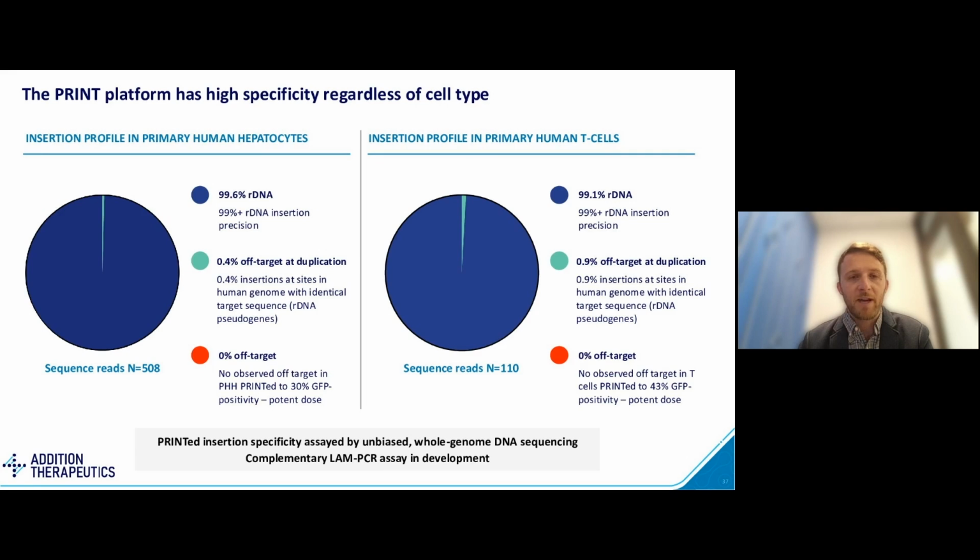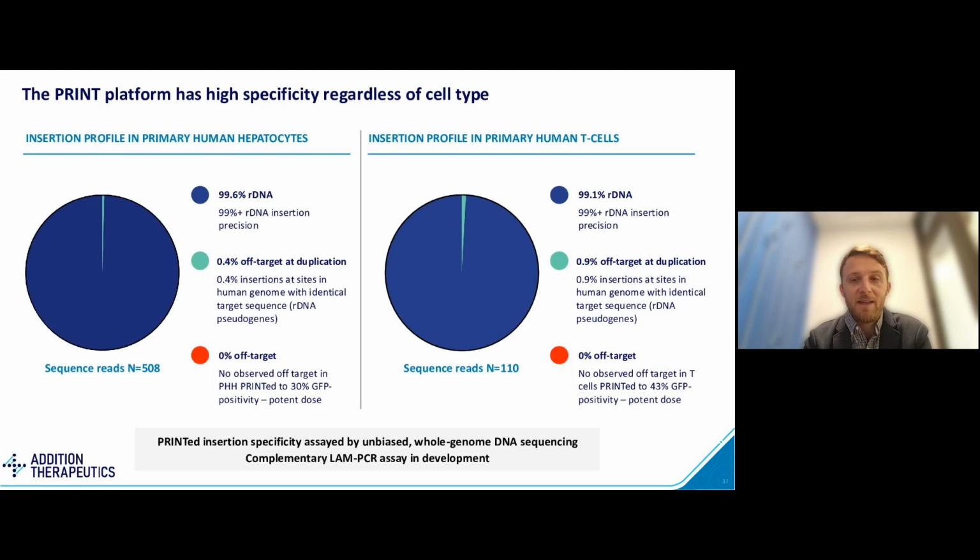Furthermore, when we're looking at actual targeting of the integration, here you can see how that breaks down in some clinically relevant cell types. On the left, we have data from primary human hepatocytes that we printed, and on the right are primary human T cells. And what you can see is that in both of these clinically relevant cell types, over 99% of our events are mapping directly to the rDNA. And this is really good and is only possible thanks to the long-read sequencing that we're taking advantage of.